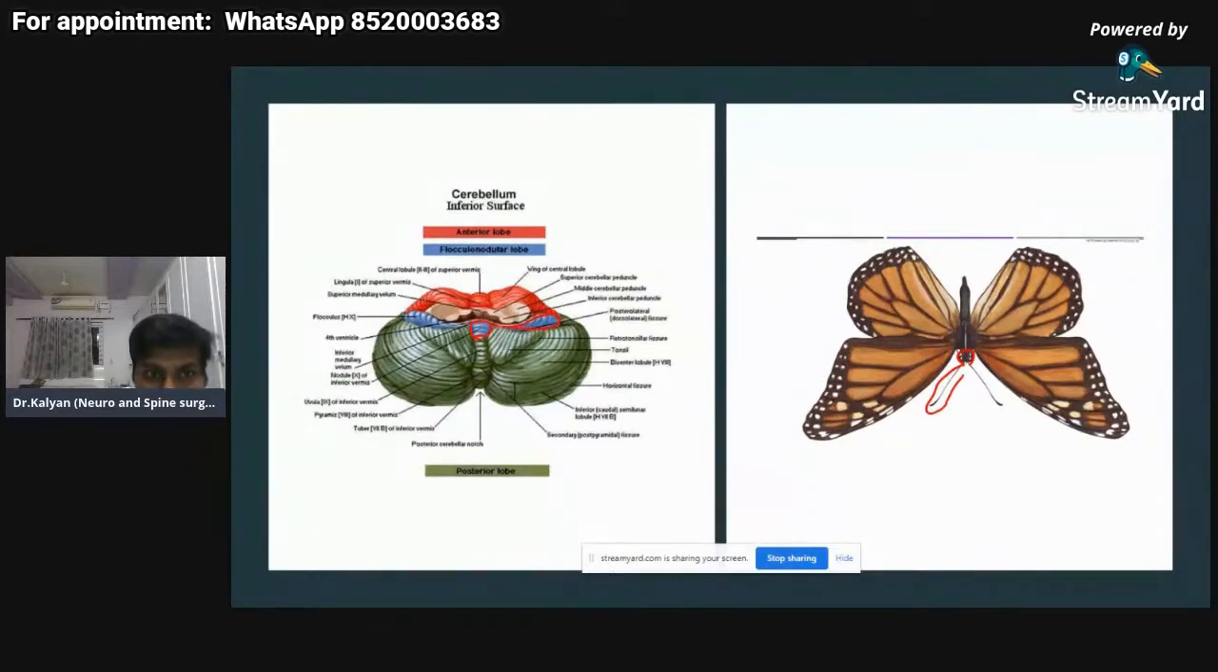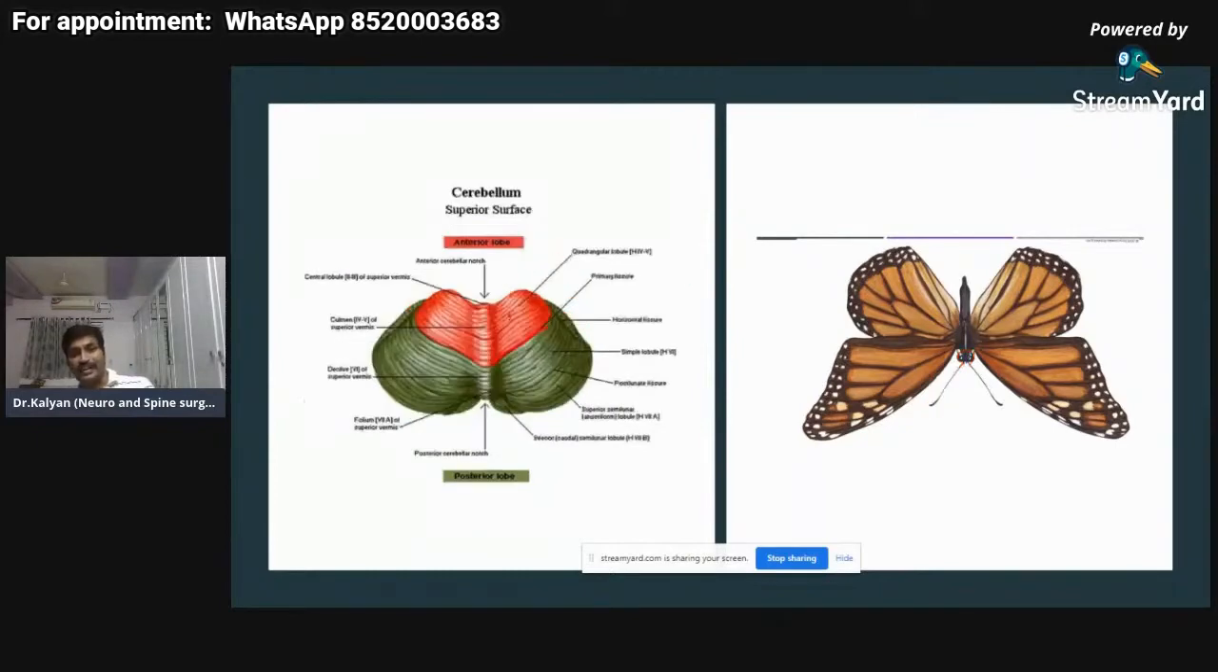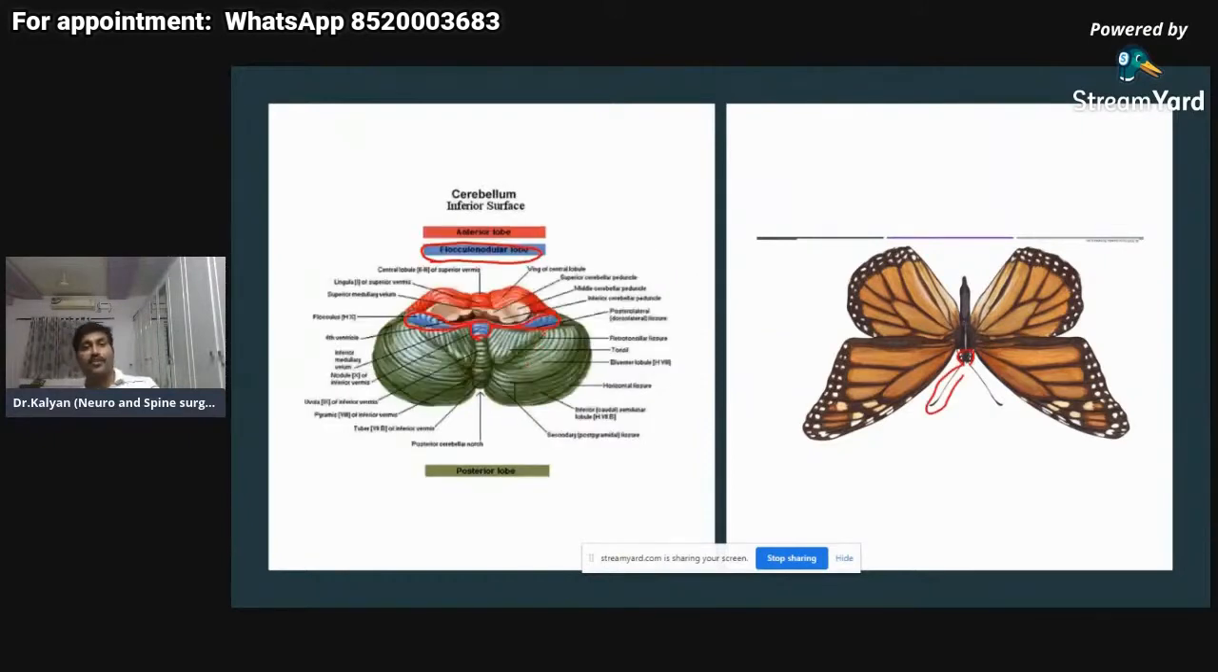This is known as the flocculus. This is known as the flocculonodular lobe, and this flocculonodular lobe is the posterior lobe. So, am I clear? You have identified all three lobes: the anterior lobe, the middle lobe, and the third one, the flocculonodular lobe, which is the posterior lobe.